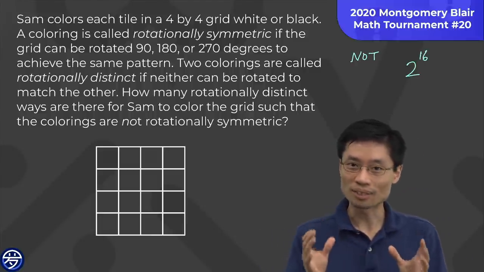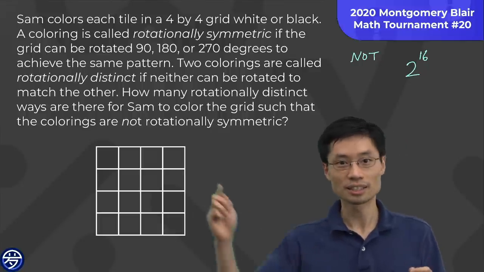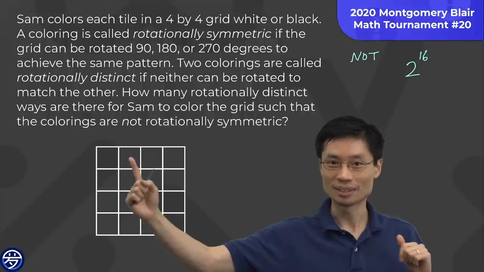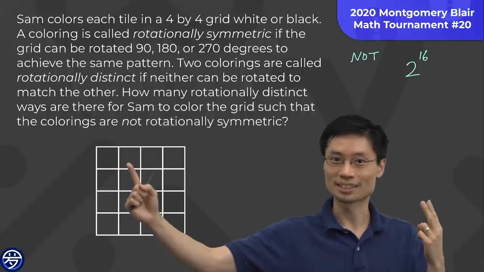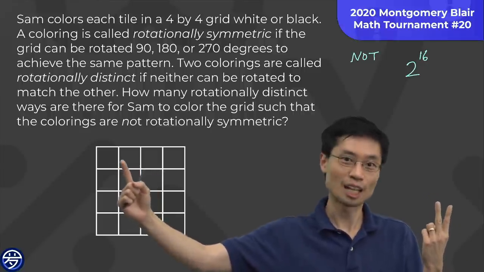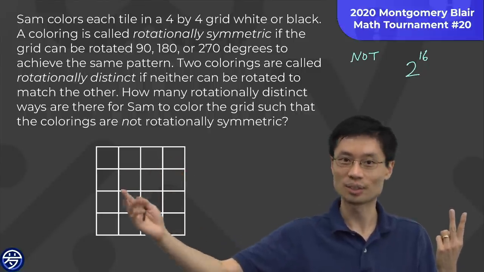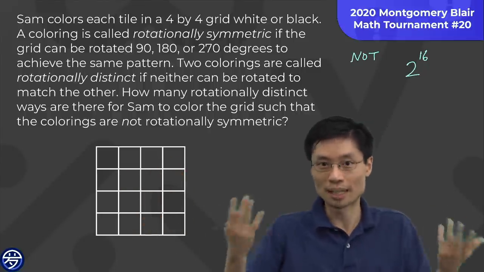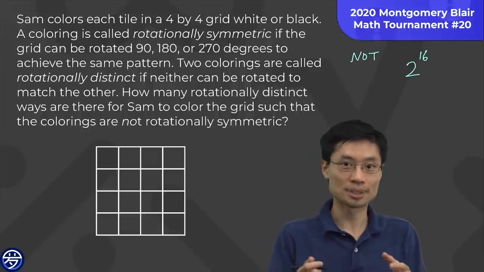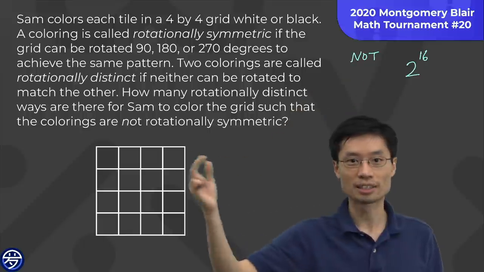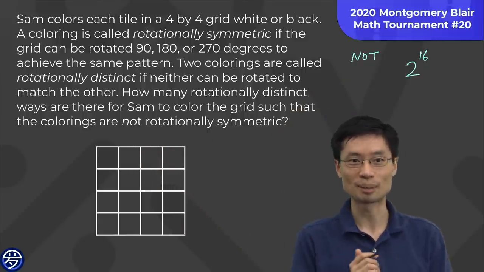See, 2 to the power 16 would be if I just said, see that one? It's either white or black. That one? It's either white or black. Two choices. So I've got two choices for that color, times two choices for that color, times two choices for that color, and do it, and do it, and do it. And you multiply together 16 twos. So that would be the answer if I didn't have to worry about rotational symmetry.